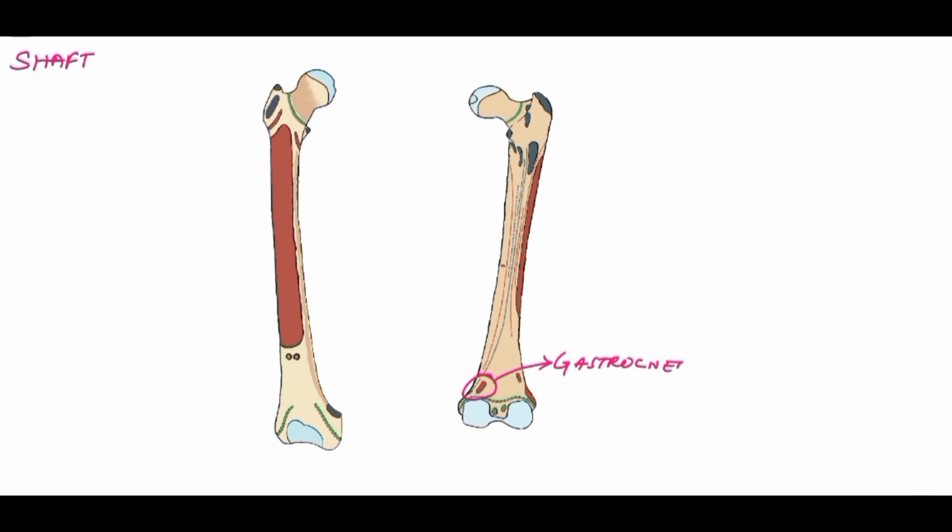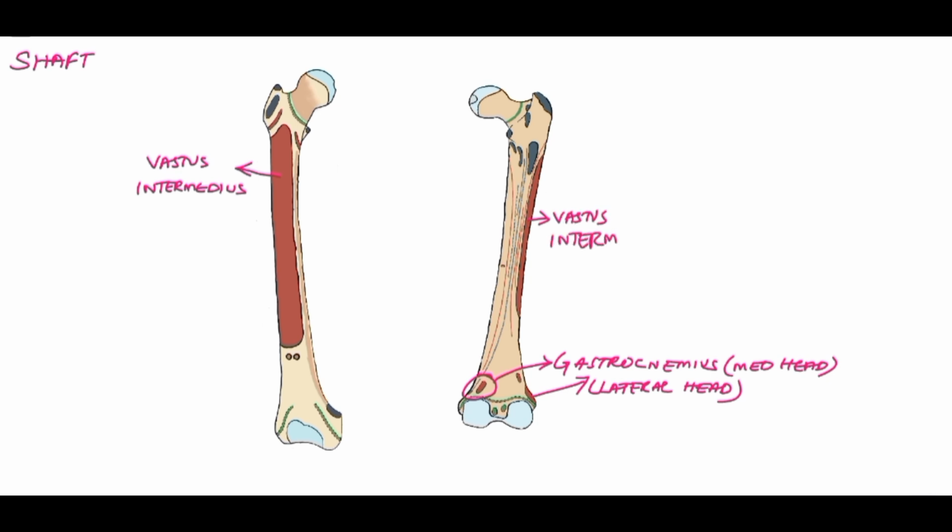Attachments of the shaft. The first muscle is the gastrocnemius. The medial head originates from the medial part of the popliteal surface, and it has a lateral head also. Vastus intermedius is the second muscle, arises from the upper 3/4 of the anterior and lateral surface. Articularis genu arises just below the vastus intermedius muscle.